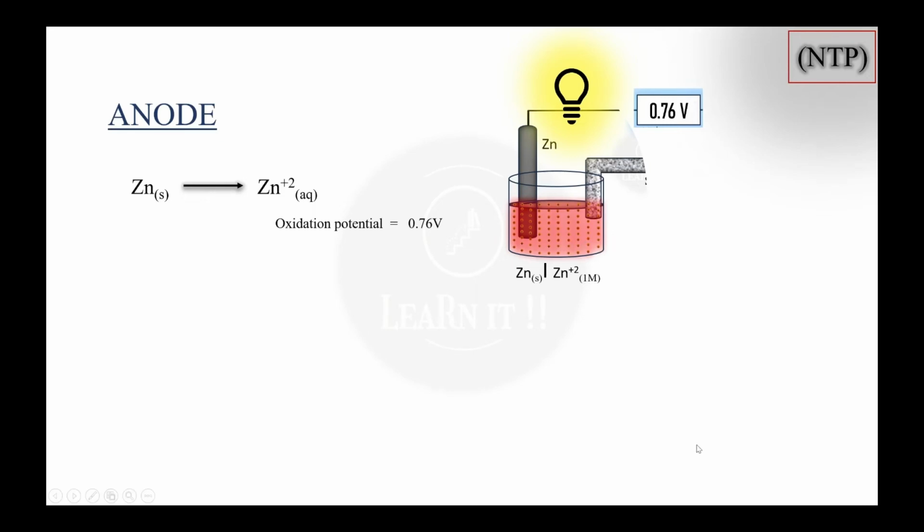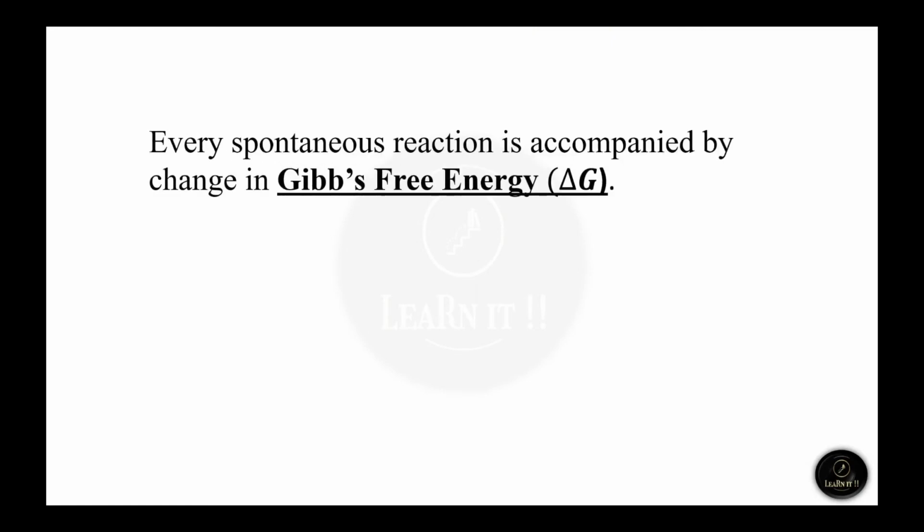The question comes, why is zinc undergoing oxidation? It is because of thermodynamics. We know every spontaneous reaction is accompanied by a change in Gibbs free energy. Gibbs free energy is indicated by delta G. Here the reaction is happening by itself, which means it is a spontaneous reaction. This spontaneous reaction happens because of the change in Gibbs free energy.